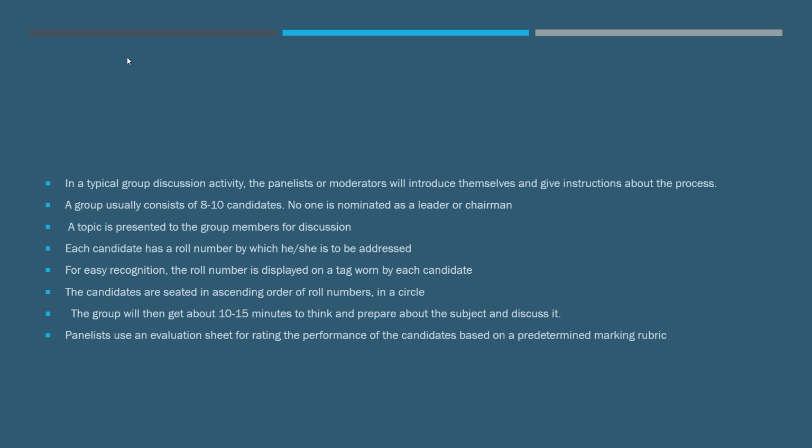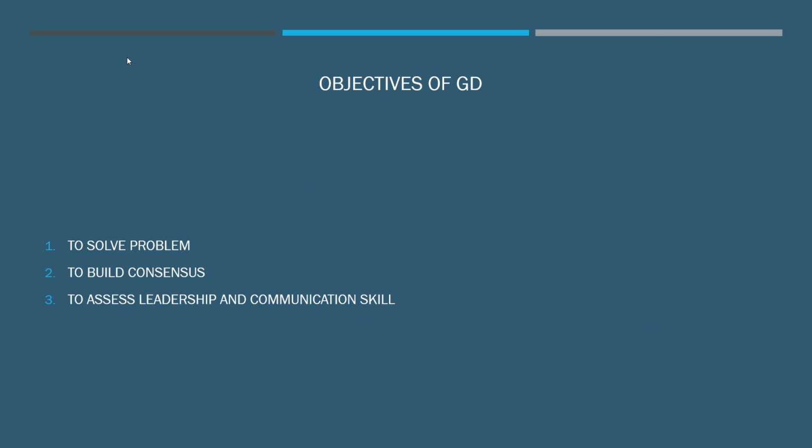The candidates are usually seated in a circle and in an ascending order. The group will then get about 10 to 15 minutes to think and prepare about the subject and discuss it. Panelists use an evaluation sheet for rating the performance of the candidates based on a predetermined marking rubric. This is the process of a GD which you will have to face during a job interview or for MBA admission or PGDM. Now we can go to the objectives of GD.